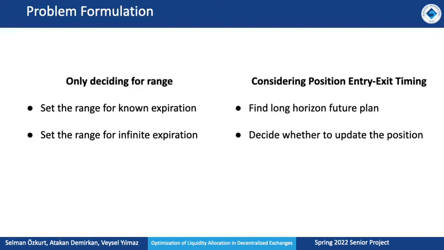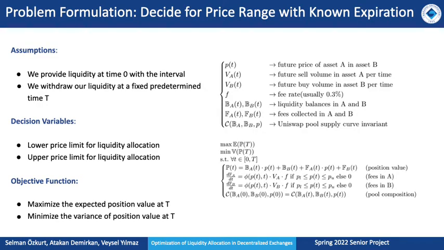The decision problem faced by a liquidity provider is formulated in several ways. Some only take into account the liquidity allocation range, while others also consider the future plan of the investor. The most basic optimization problem is to decide for an interval such that the expected return at a known expiration is maximized and its variance minimized.